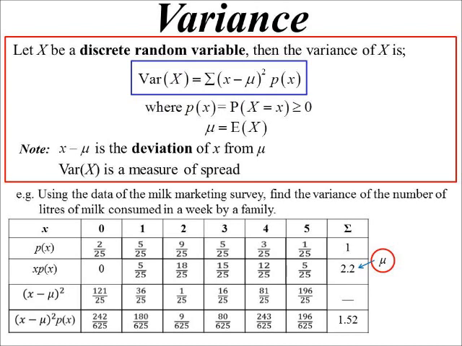And so 121 on 25 times 2 on 25. So there's my 242 on 625, and so on and so on. But there's the sum at the end that I'm looking for, the variance. So remember, the variance of x we said was the sum of that bottom row there, that x minus mu squared times the probability of x. So 1.52 is the variance.